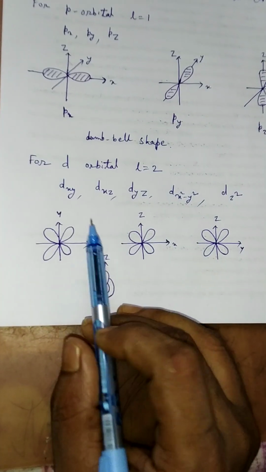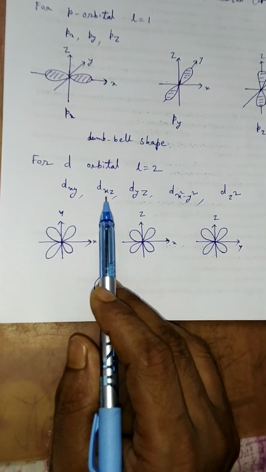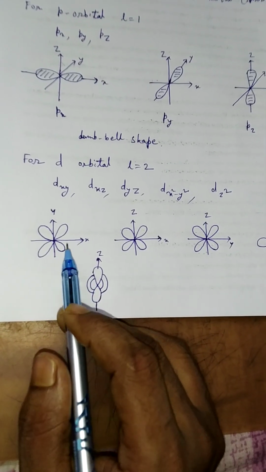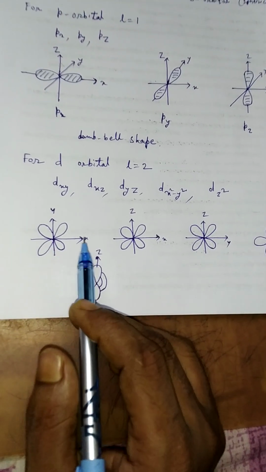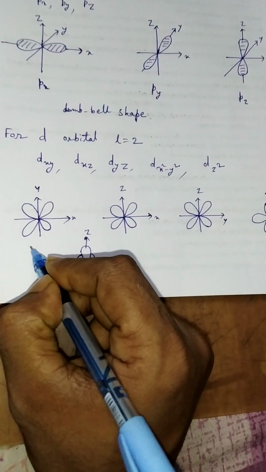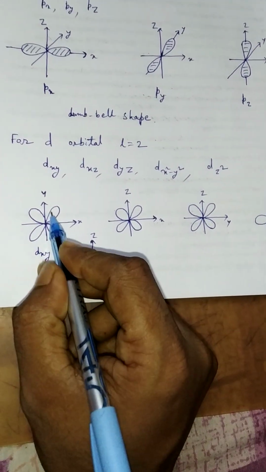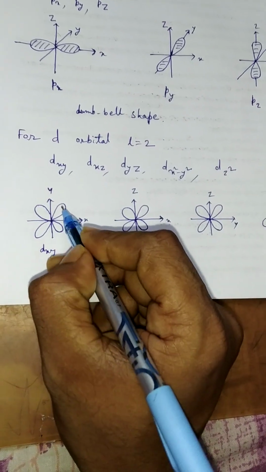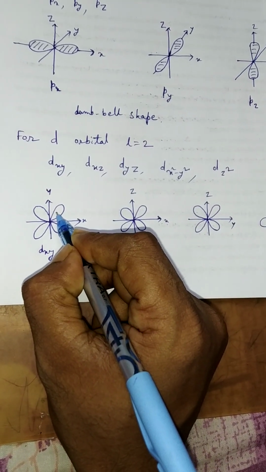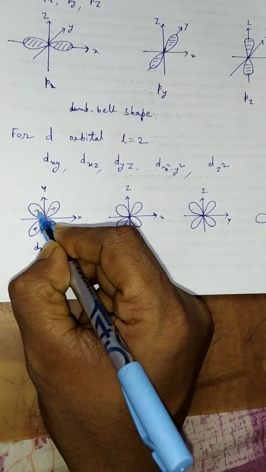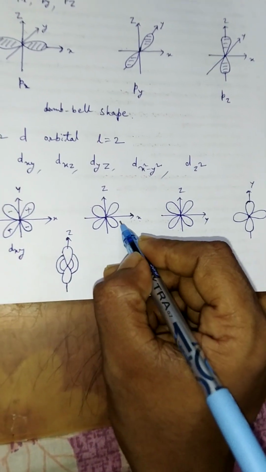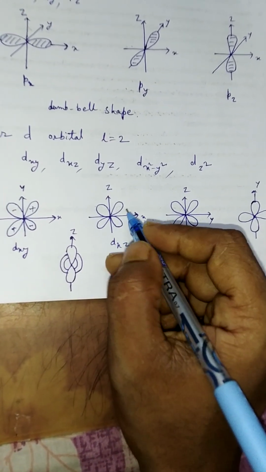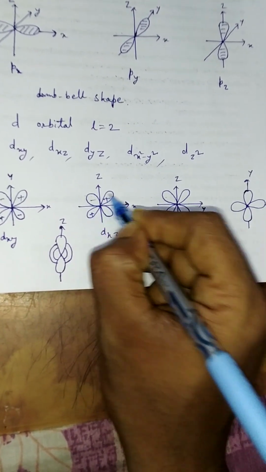For d orbital, dxy, dxz and dyz, the lobes are concentrated in between the axes. For dxy, the lobes are concentrated in between the axes. If we mark here, this one is plus, this one minus, dxy. This is dxz, the lobes are concentrated in between the axes, plus minus.